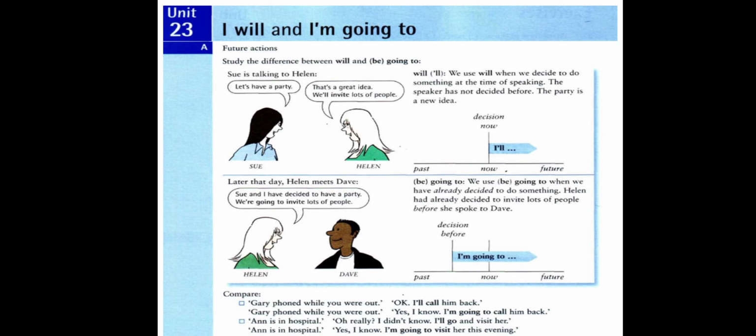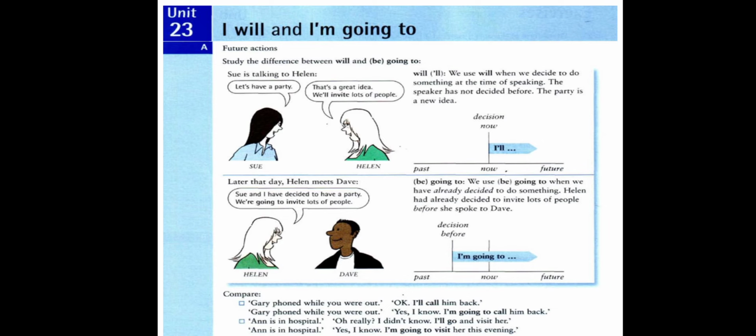In the next example, Anne is in hospital. The speaker says, Anne is in hospital. The other person says, oh really, I didn't know. Oh really, I didn't know indicates that the decision must be taken now, at the moment. So when the decision is taken now, at the moment, the speaker says, I'll go and visit her. I'll go and visit her, because the decision is taken at the moment.